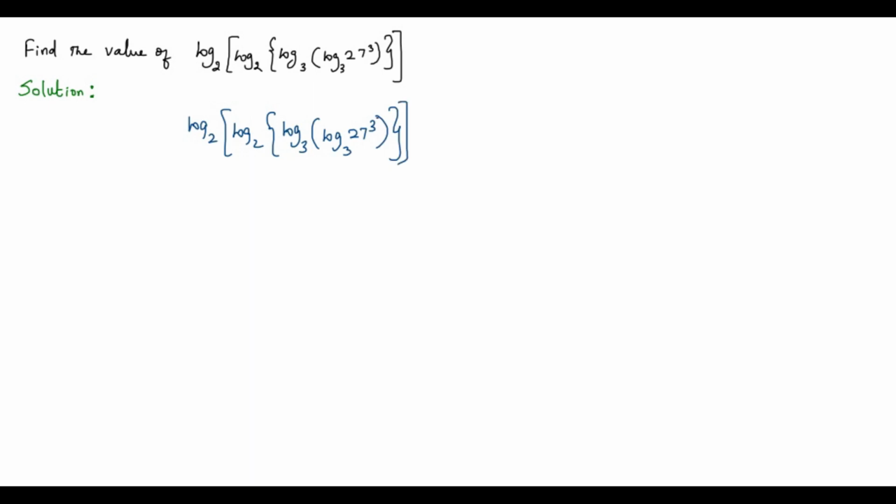that is log 27 to the power of 3 to the base 3. So log 27 to the power of 3 to the base 3. We can use the third fundamental law of logarithm, that is we can get this exponent 3 in front of the logarithm. Then we get 3 log 27 to the base 3.